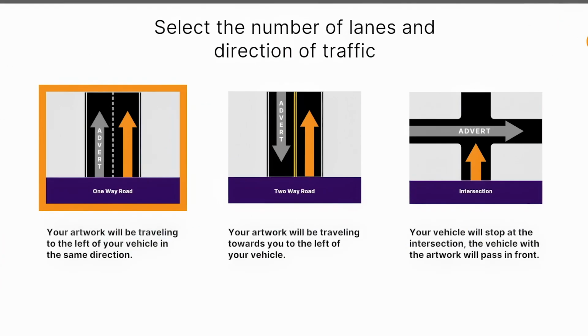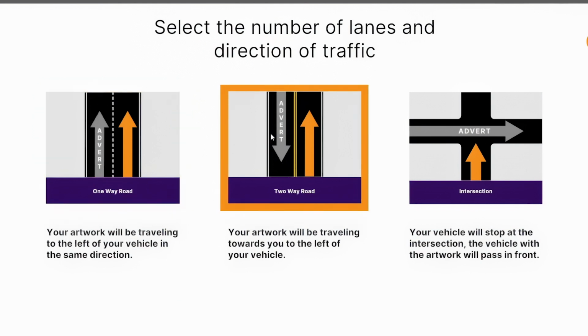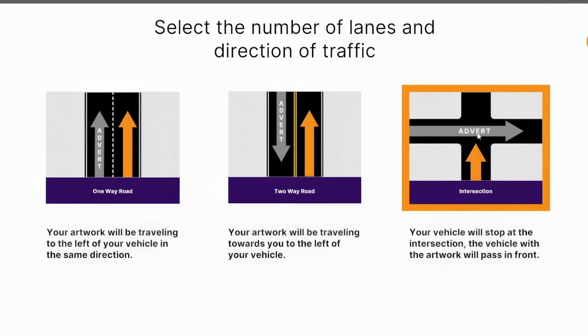Select where on the road the taxi will appear in relation to your vehicle. Your artwork will travel on the taxi alongside you on a one-way street, moving towards you in two-way traffic, passing on the left side of your vehicle, or crossing an intersection so that the taxi will travel directly in front of you. This option will provide you with the optimal viewing experience of your ad. Select your option by clicking the option you want.